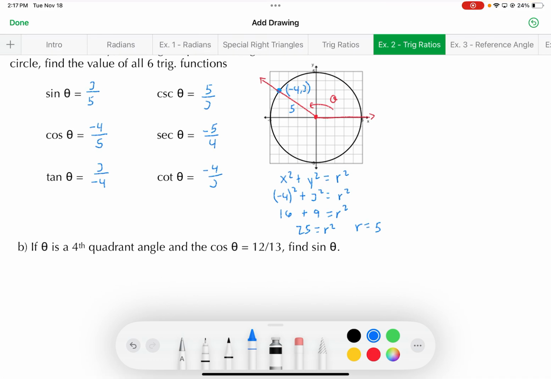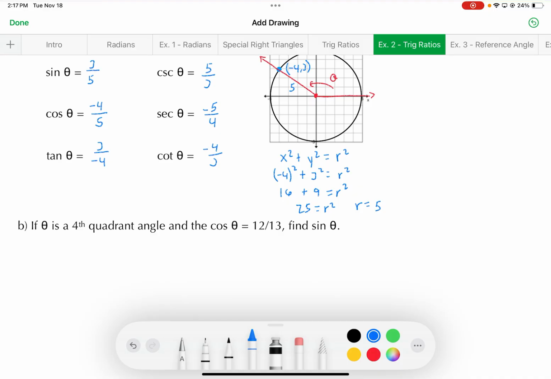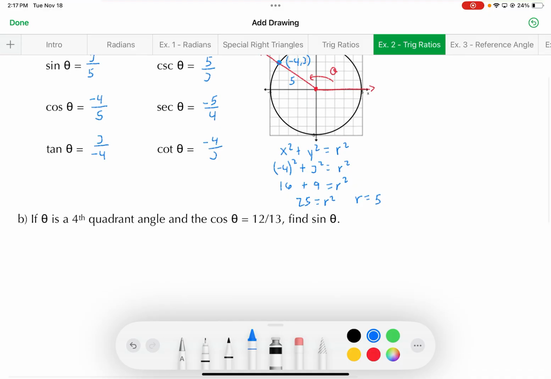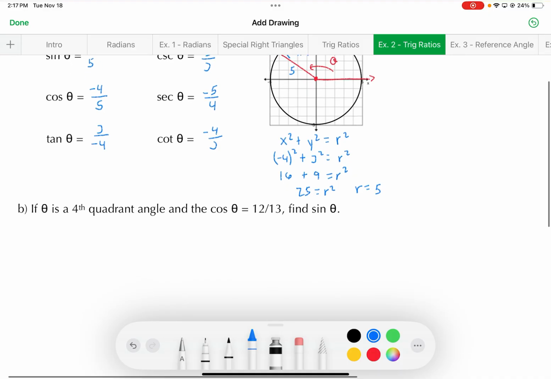Now let's suppose theta is a fourth quadrant angle, and cosine of that angle is known to be the ratio 12/13. We want to know sine of that angle. Well, if you're giving me cosine, you're giving me x and you're giving me r, right? To know sine, I need to know y. So let's use our circle equation to solve for y.